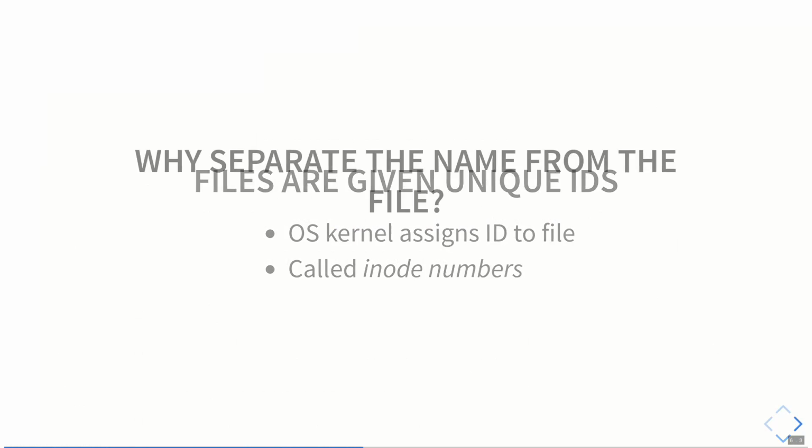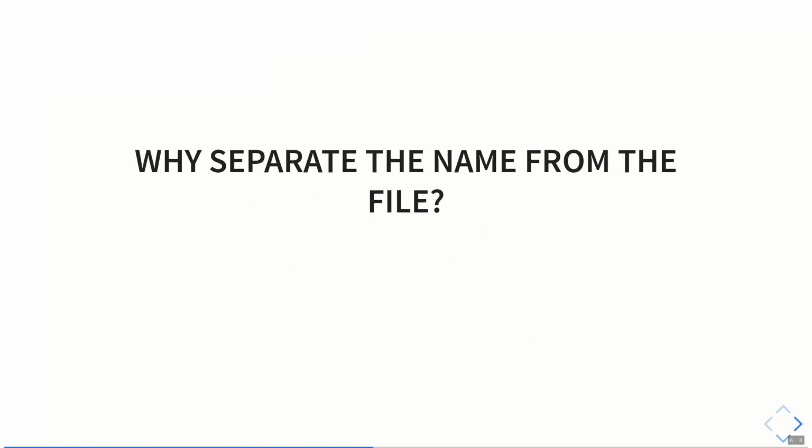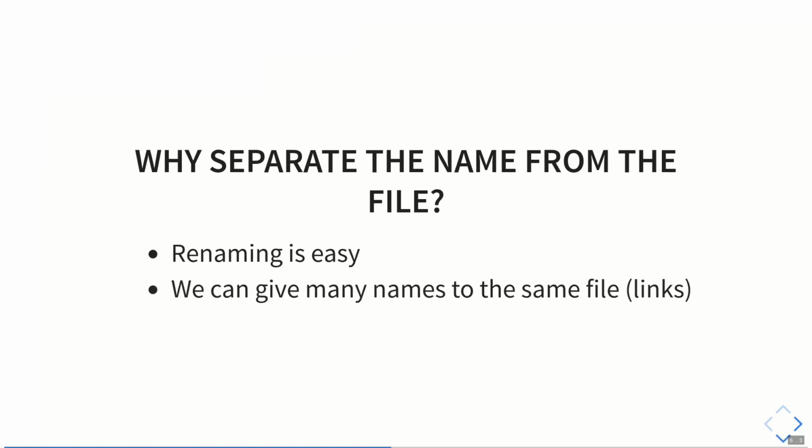Okay, so why do this? Why separate the name from the file? Why might this be useful? It obviously has problems, yeah. Sure, you could, instead of a tree, have a directed graph and give the same file many names. Another example, I just put it up, is that you can rename really easily. You don't actually have to touch the file to rename anything.